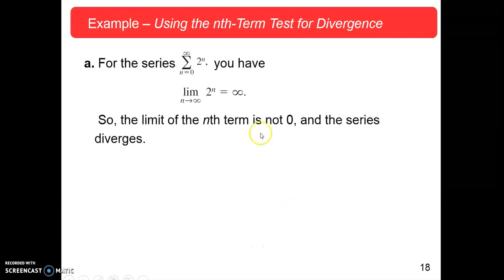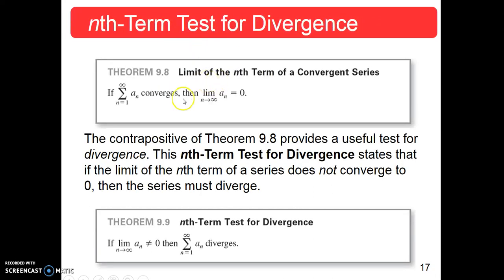So for example, here's a series. We're just going to take the nth term, which is 2 to the n. Okay, and the limit of 2 to the n is infinity. So since this does not go to 0, we can conclude this series must diverge based on this theorem 9.9 right here.